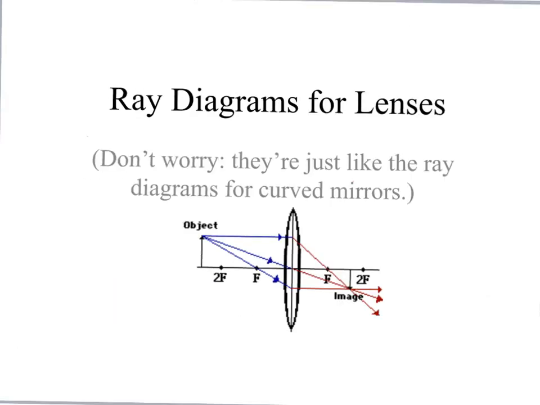So that's it for our lesson on ray diagrams for lenses. Just like with mirrors, there are basically 4 different scenarios that you will have to be able to write out. I strongly encourage you to practice this. The more you do it, the more comfortable you will get.